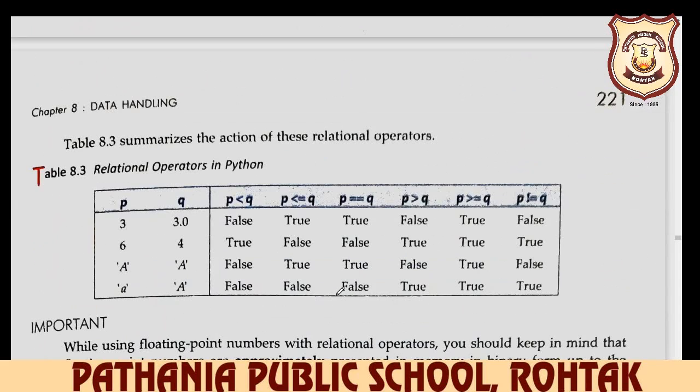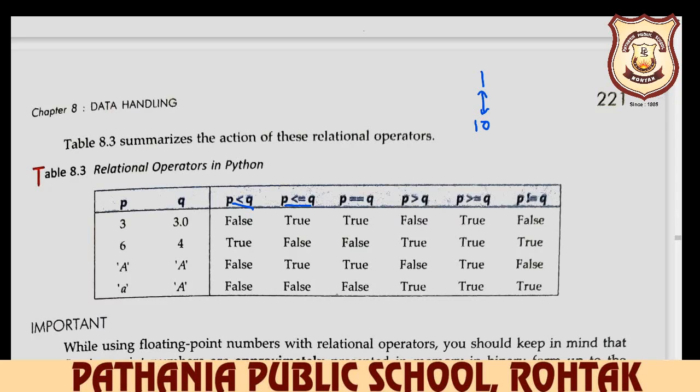So we conclude in this form. Your relational operators, six operators are there. One is your less than. Second is your less than equal to. Now understand what you mean by less than and what you mean by less than is equal to. For example, we want to display the value of 1 to 10.